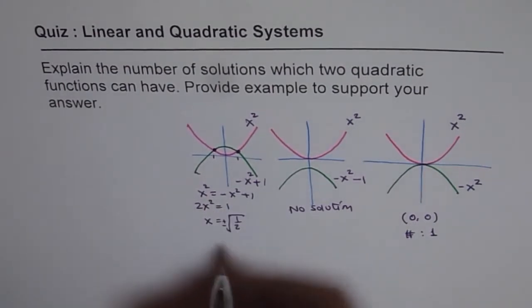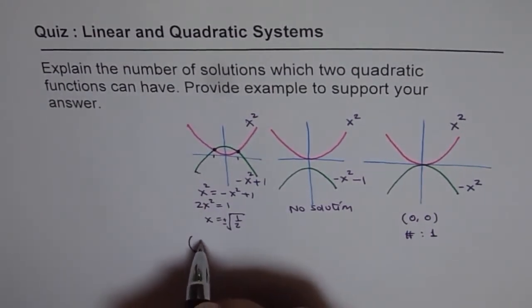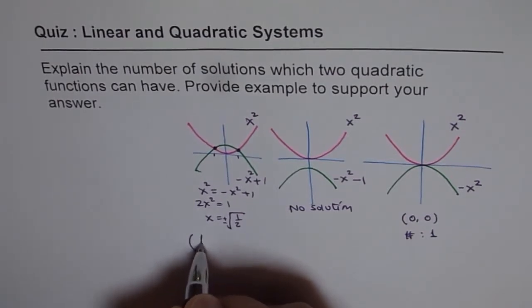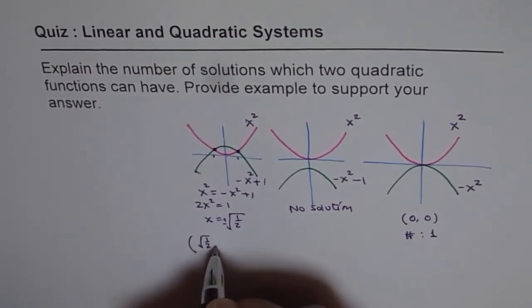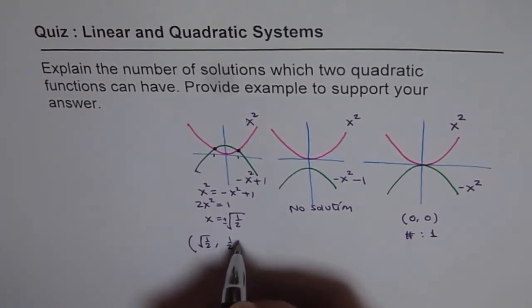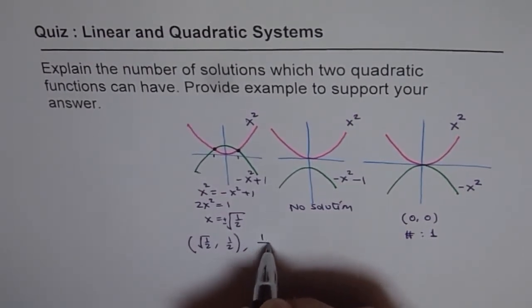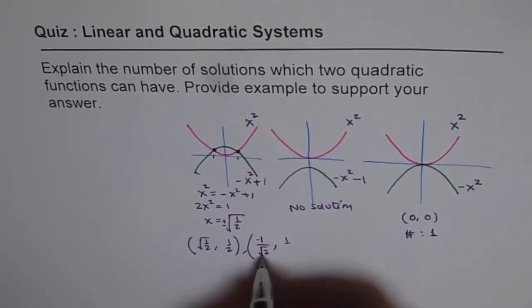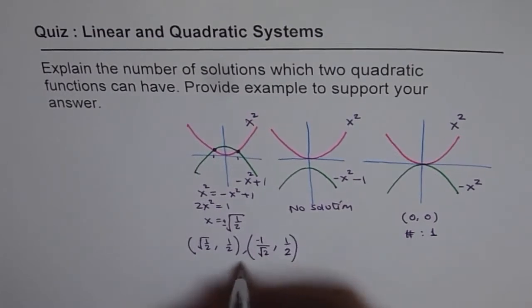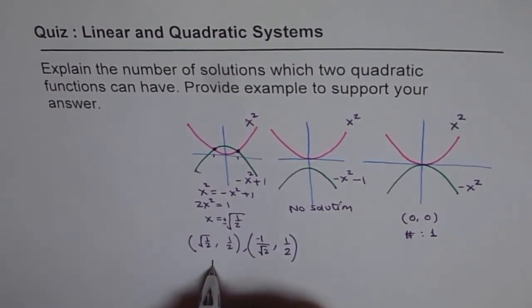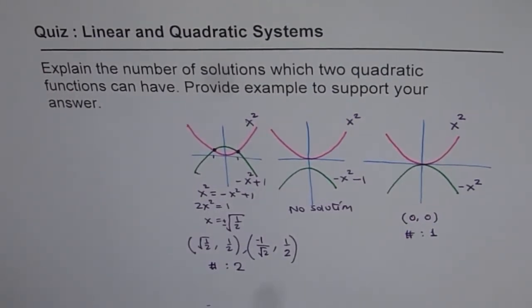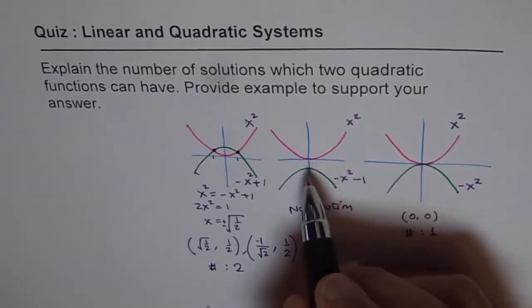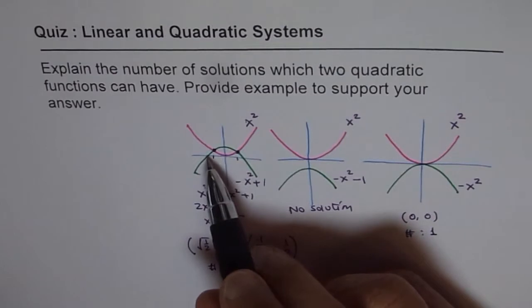So we have two solutions here, and in this particular case our solutions are 1 over square root of 2, I could write. The y value will be just half, right? And the other one is 1 over square root of 2 with a minus sign, but still the y value will be the square of this, which is half. So these are two solutions. So we get the number of solutions is now equal to 2. Do you see that? So we could get either one solution, no solution, or two solutions in this case.